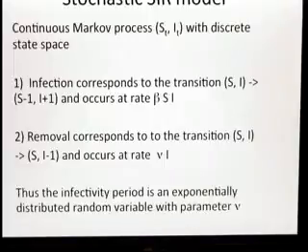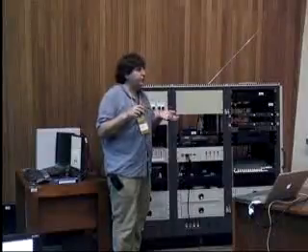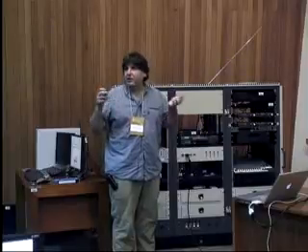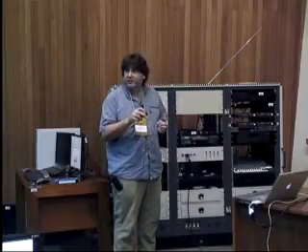And removal corresponds to the transition from Si to Si minus 1. And that occurs at rate nu times I. So this defines a continuous Markov process. And then you can apply what you know about Markov processes. So in particular, it follows from this that during their infectious period, an infected individual has contacts with other individuals determined by a Poisson process with rate beta.